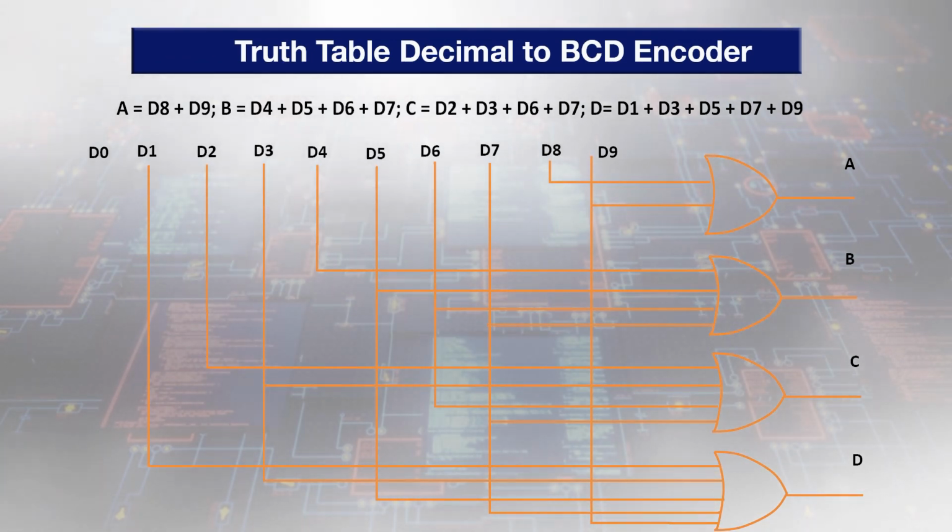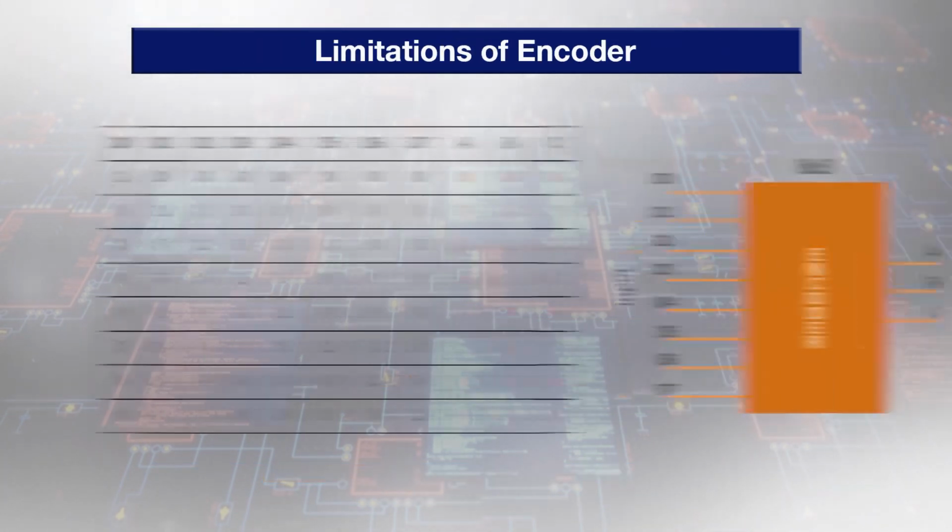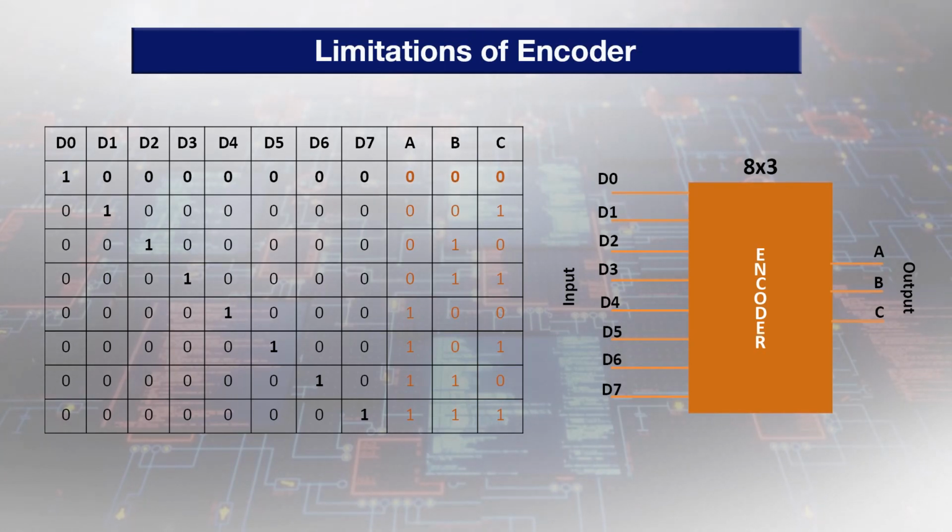So here is the logical circuit for this decimal to BCD encoder. In this way, we can implement any particular encoders. So now let us see a few limitations of this normal encoder.